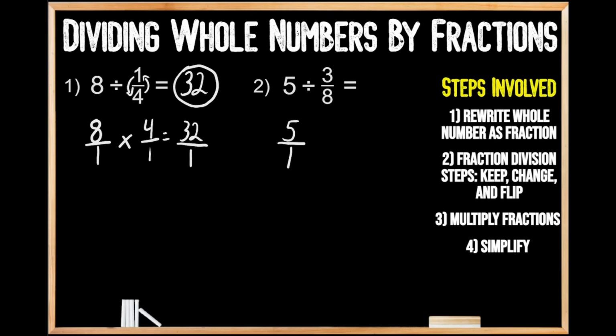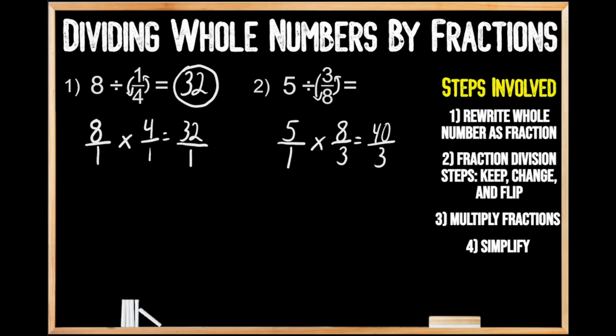Now we can move on to step number 2, where we're going to work through the fraction division steps. Our first fraction, we're going to keep the same, but we're going to change the operation. Now we're going to be multiplying instead of dividing, and then we're going to flip our second fraction. So instead of 3/8, we're now going to have 8/3. Now we're going to move on to step number 3, where we're going to multiply the fractions. We're going to start out by multiplying our numerators. When we multiply 5 times 8, we get 40. And then when we multiply our denominators, 1 times 3 gives us 3, for 40/3.